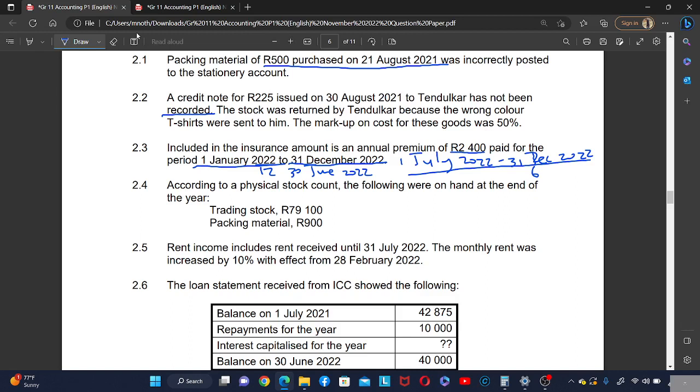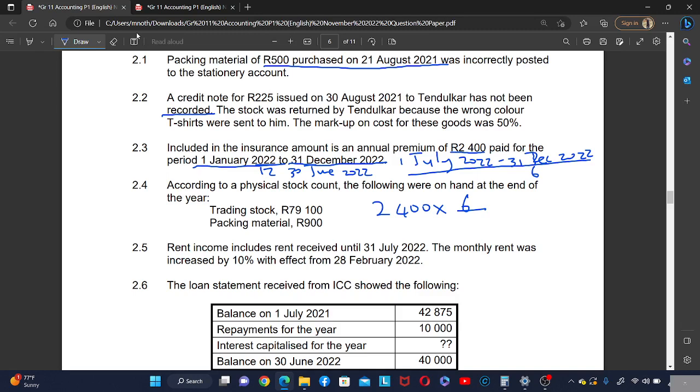right? So what does this mean? This means that half of the insurance is for this year, and half of the insurance is for the next financial year. Okay, let's just do it this way. So we're just going to say 2,400 times. So we want the money that has been prepaid, because here we paid for the next financial year. So how many months are prepaid? It is for 6 months.